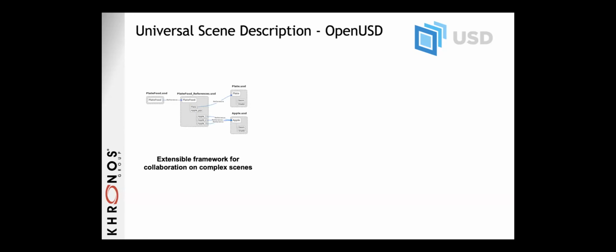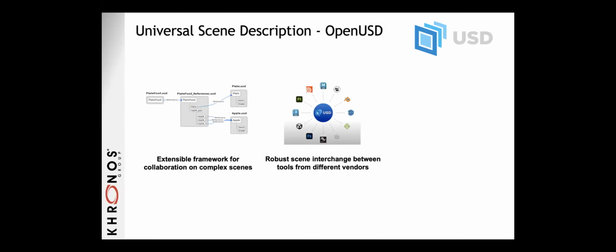So let's move on to USD, or OpenUSD as it is branded these days. I won't again go into depth into how USD works, but in short, it's much more than just a file format. It's really an extensible framework for collaboration and editing of very complex scenes. So it's fundamentally quite different from something like glTF, which is more focused on delivery, really being the JPEG of 3D, whereas USD is more focused on editing and collaboration and supporting powerful features such as the composition engine, the layering system, non-destructive sparse overrides, variants, and so on. So this allows for very robust scene interchange between many different tools from many different vendors.